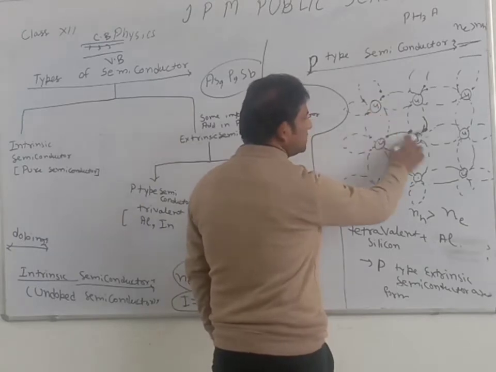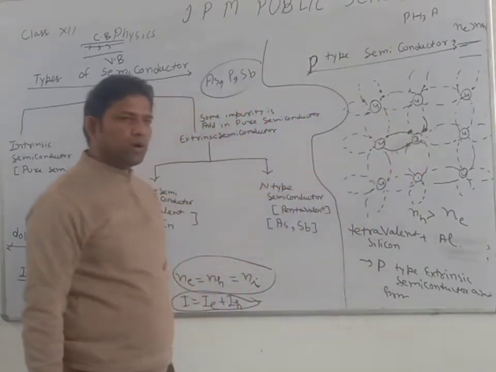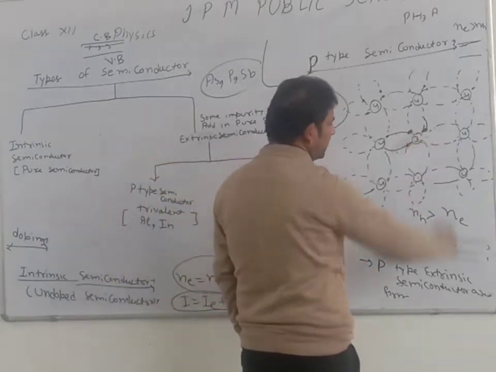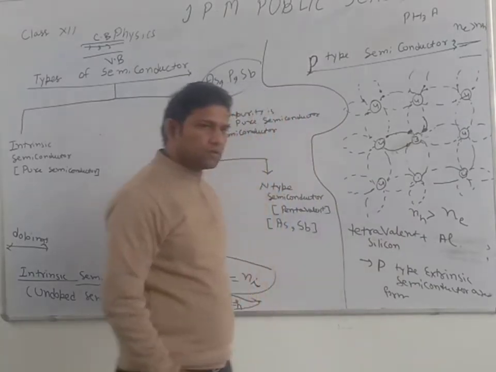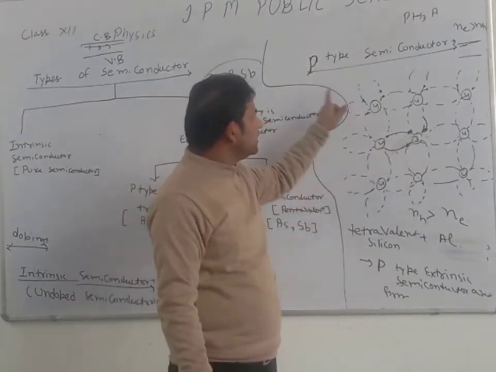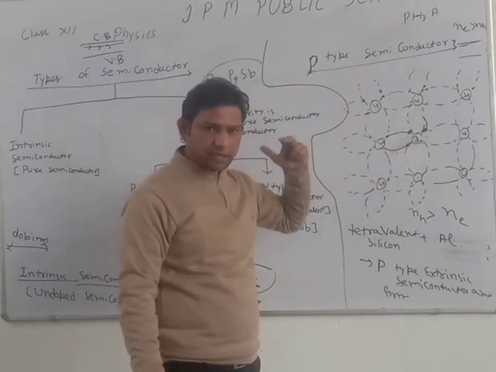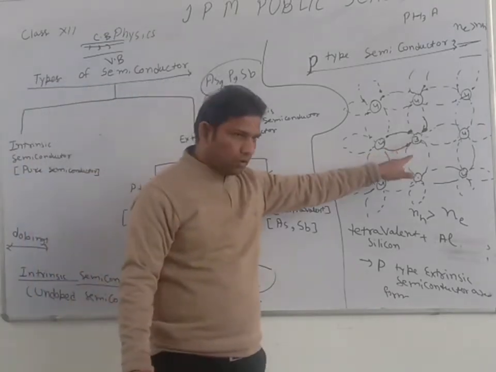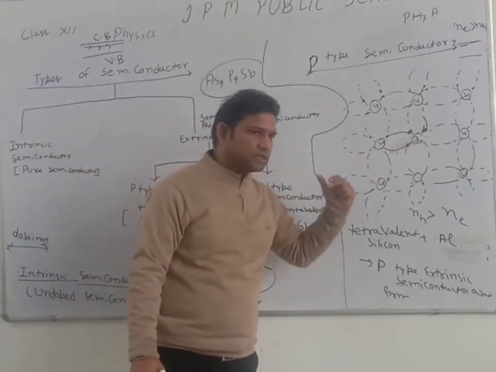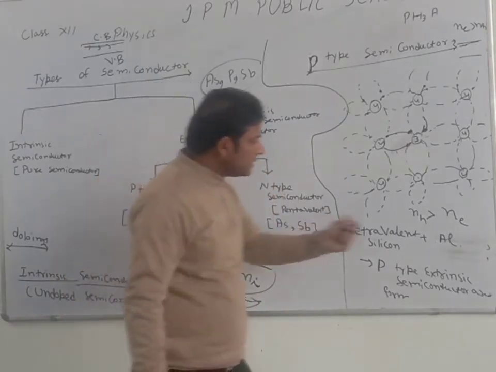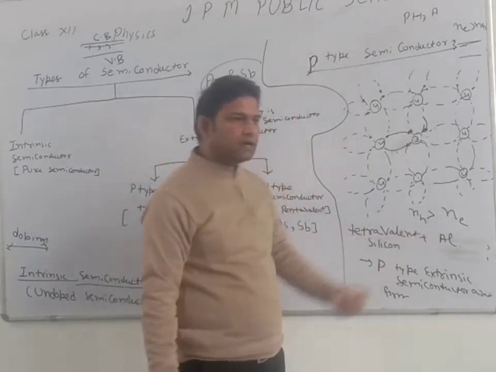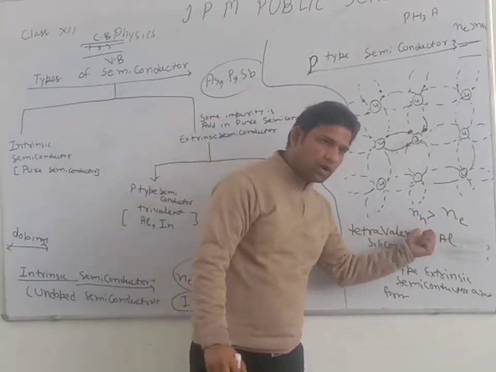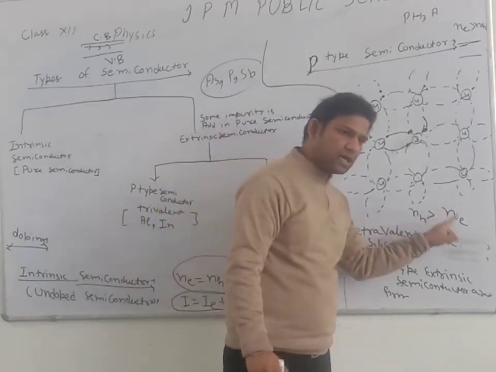These are the 4 electrons, but these are 3 electrons. But a covalent bond requires 8 electrons, so 1 electron is less. So it accepts 1 electron from another silicon. So the energy level of P-type semiconductor is the acceptor energy level, because 1 electron is less in the octet. The number of holes is greater compared to the number of electrons, so its majority carrier is the hole and its minority carrier is the electron.